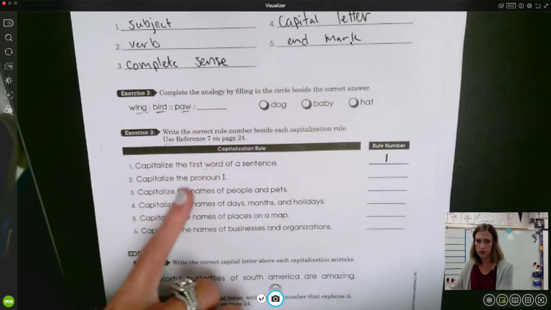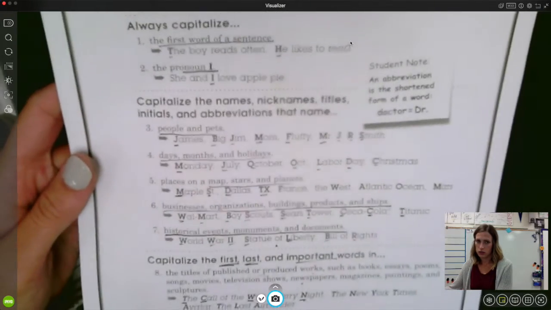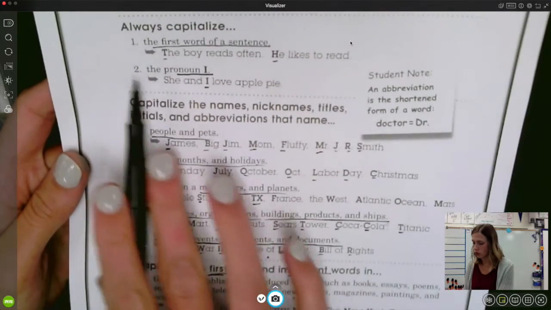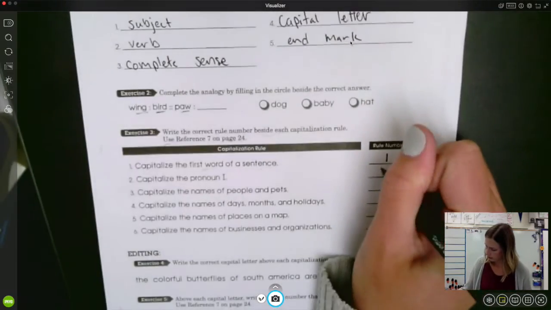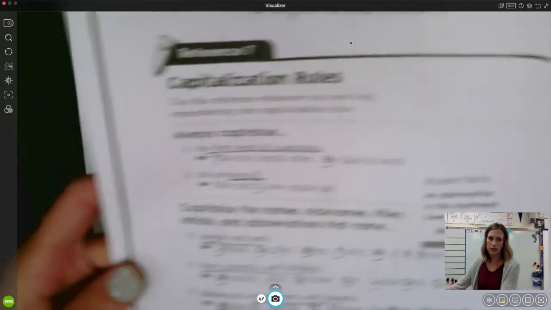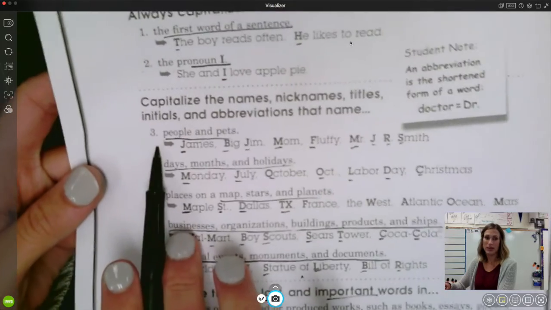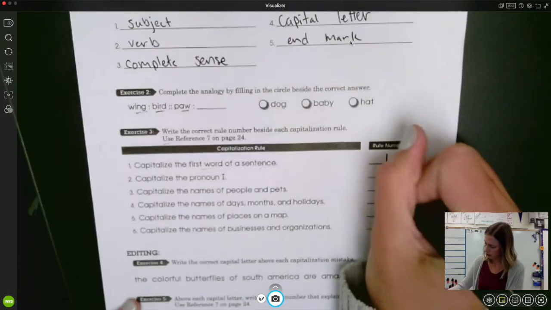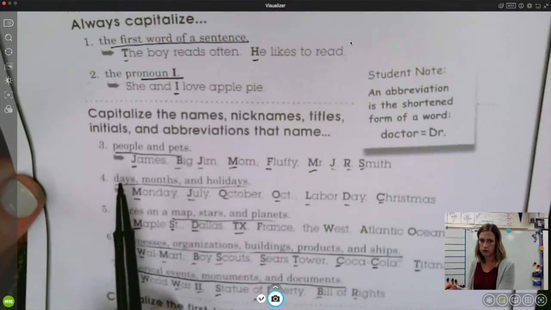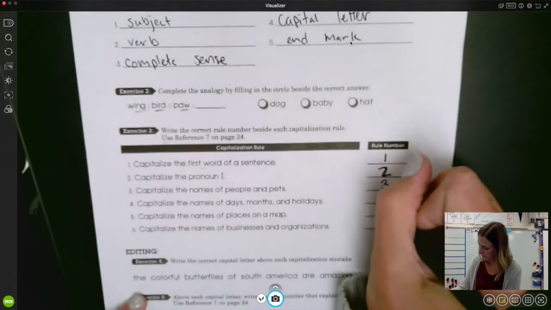Which rule says capitalize the pronoun I? Remember, I is always capitalized. Which word? 1, 2, 3, 4, 5, 6, 7, or 8? 2, right? 2, the pronoun I. So 2 would go right here. Which one says you capitalize the name of people and pets? Hopefully you see it there for number 3, people and pets. So 3 would go right here. Days, months, and holidays. Hopefully you see it right here. Days, months, and holidays like Monday, July, October. Number 4.